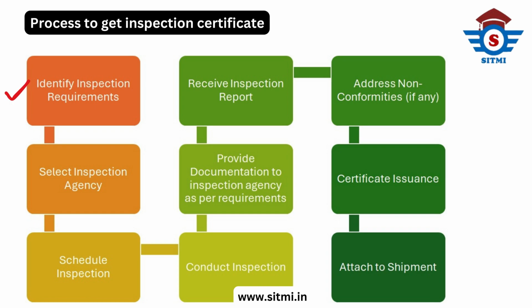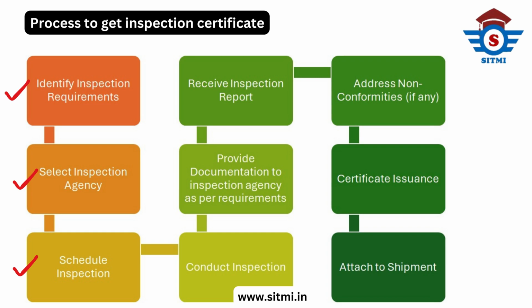First one is identify inspection requirements. Here we have to determine if an inspection certificate is necessary based on the destination country's regulations, buyer requirements, or the nature of the goods being exported. Then, secondly, we need to select the inspection agency. Here it is important to choose a reputable inspection agency recognized by the importing country or the buyer. Ensure that the agency is accredited and capable of performing the required inspections.